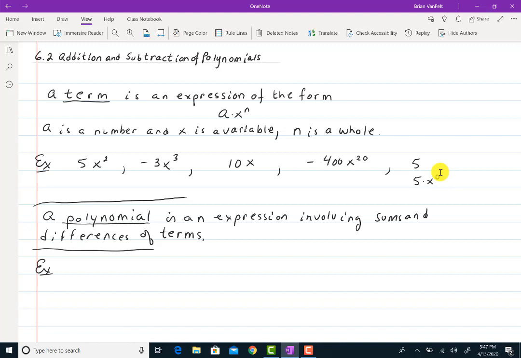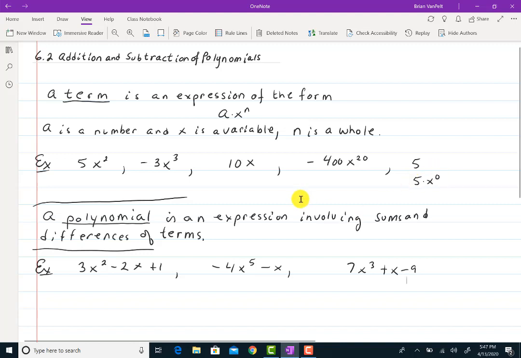So examples of polynomials are like this. 3x squared minus 2x plus 1. That's an example of a polynomial. Negative 4x to the 5th minus x. That's an example of a polynomial. 7x cubed plus x minus 9. So all these are examples of polynomials.